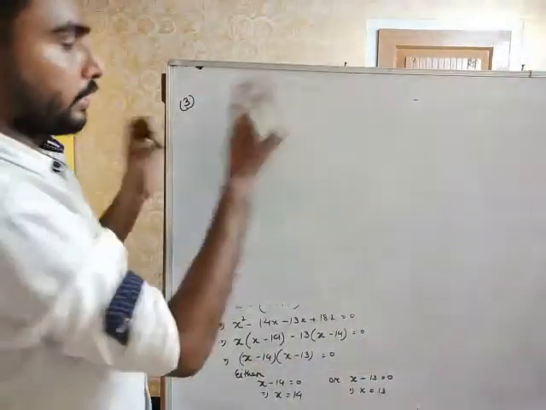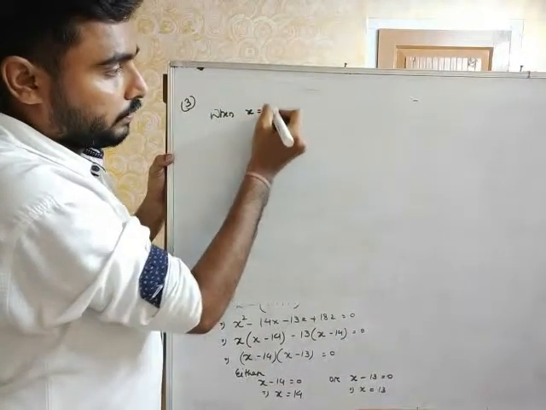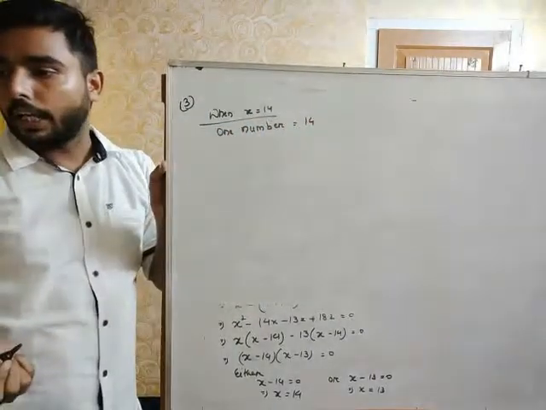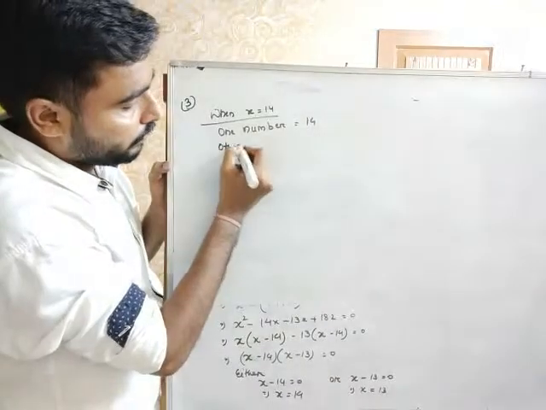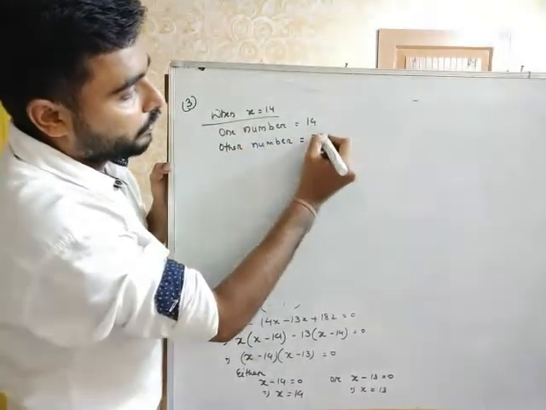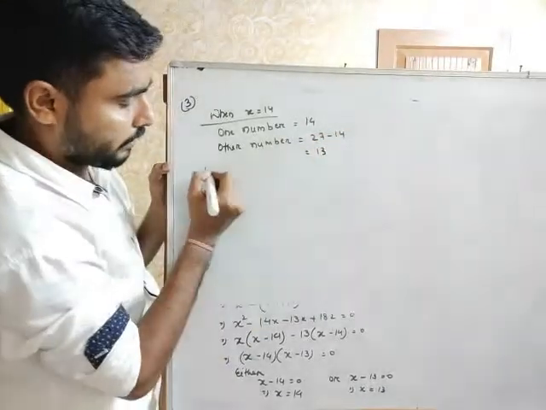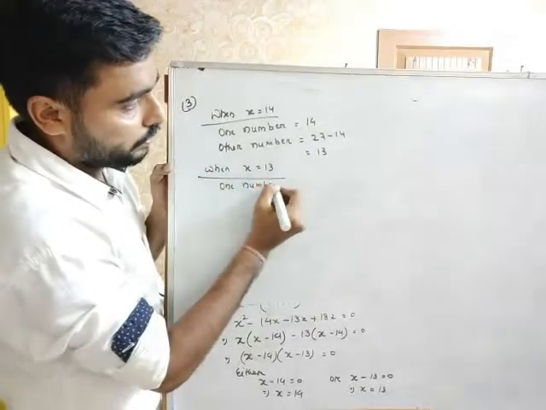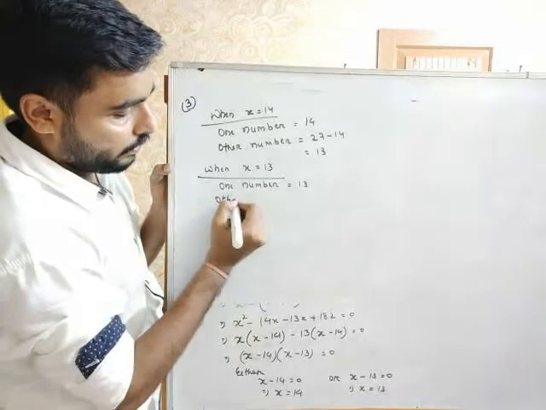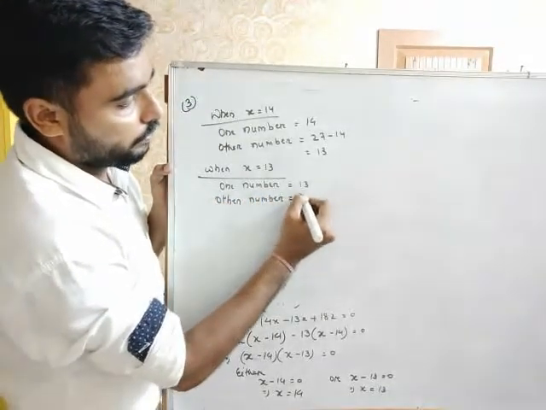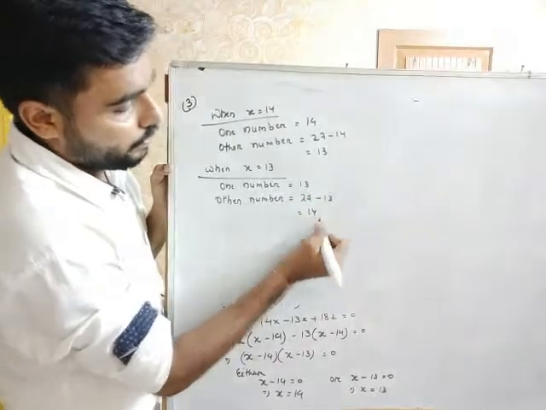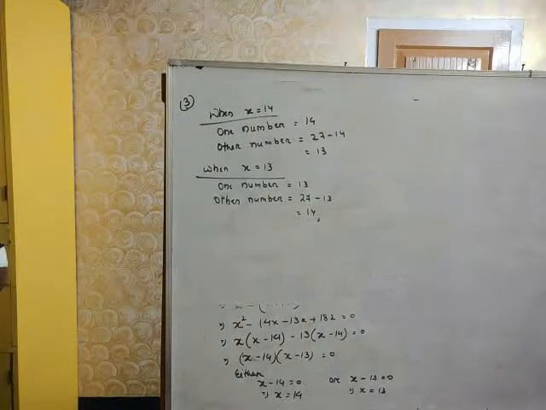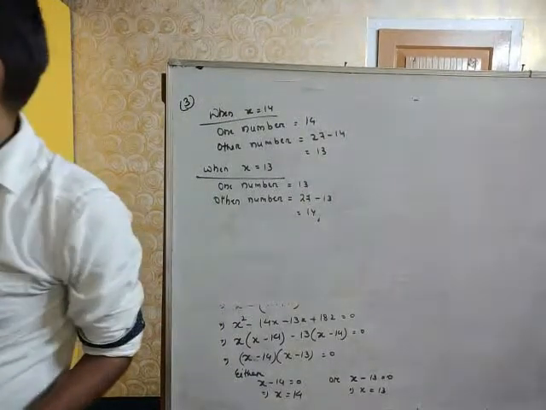So I can write, when x is 14, one number will be what? x, that is 14, and the other number will be what? The other number is 27 minus 14, that is 13. And when x is 13, one number is what? 13. The other number is equal to 27 minus 13, that is 14. Clear? Anything? Any doubt? Anyone anything to ask?